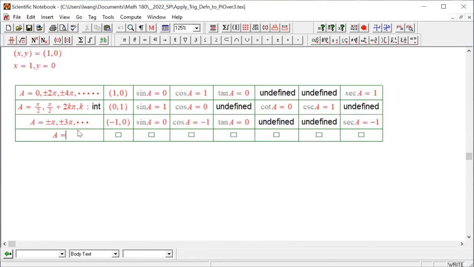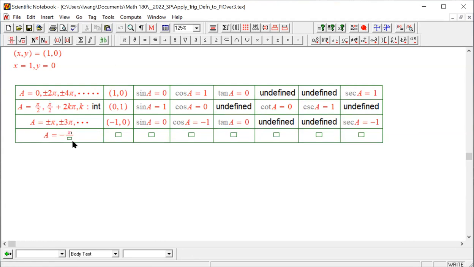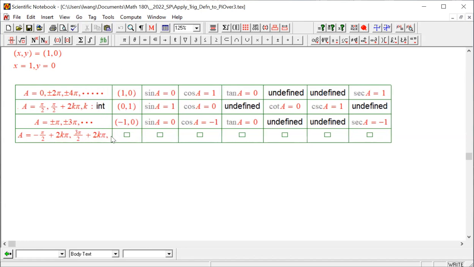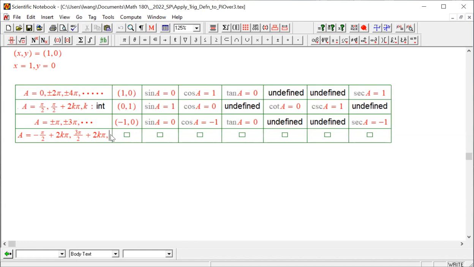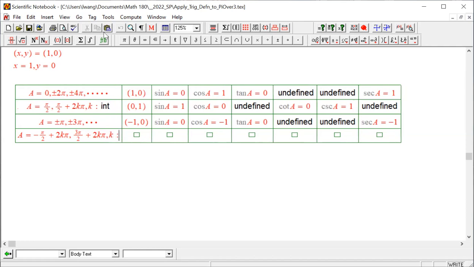So this terminal can be angles which are negative pi over 2, or 3 pi over 2. What else? Well, if either one of them plus 2k pi, that's going to come back to it, right? Either direction, there are many of them, where k can be any integer.